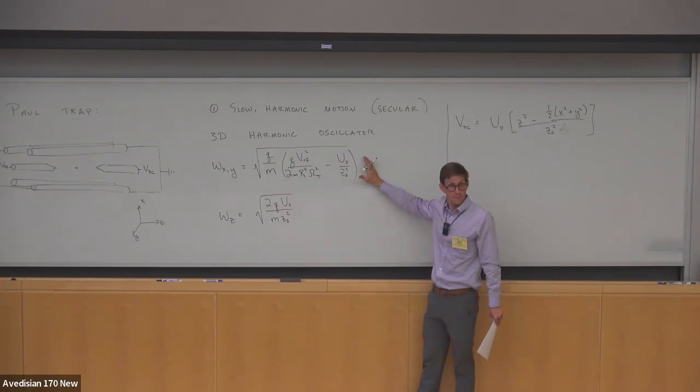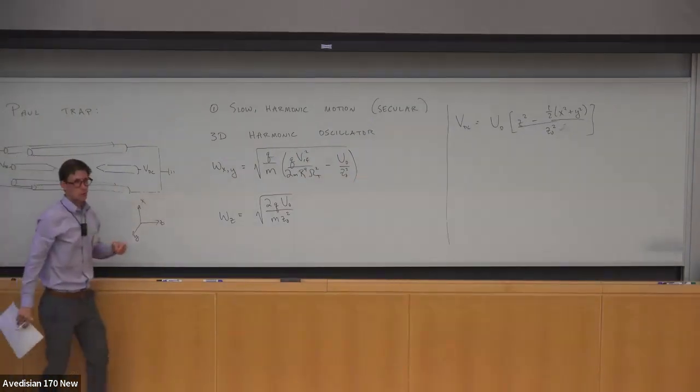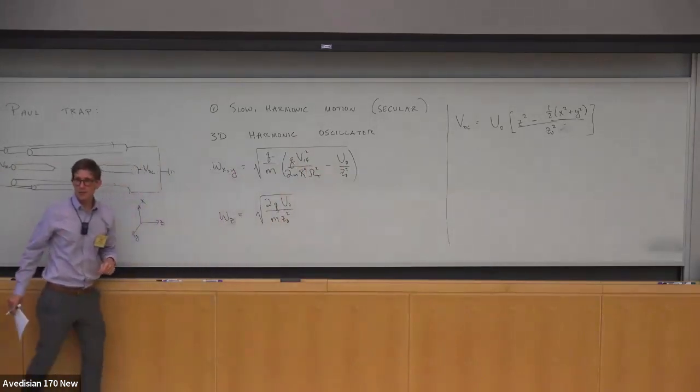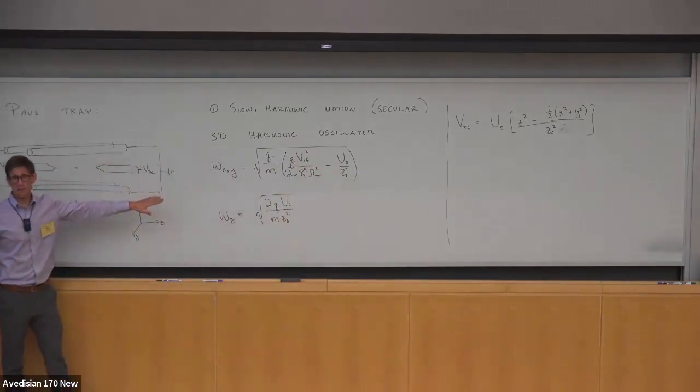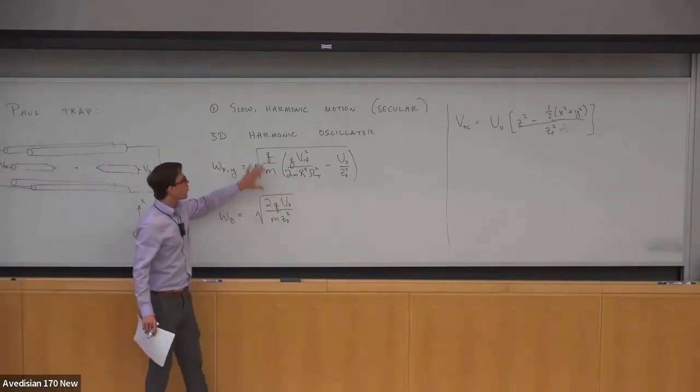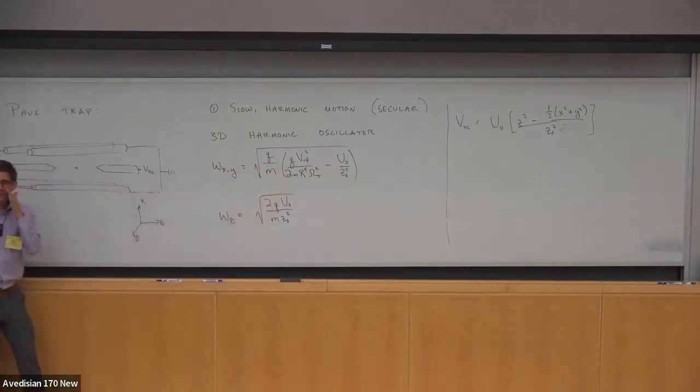Okay, so this is the RF voltage. This is the scale of the DC voltage that we're pushing on with these needles here in the z direction. And if this voltage in the z direction gets too large, then this whole thing underneath the square root becomes imaginary. And then all of a sudden, you don't have a trap. You've crossed some stability region. So you have to be aware of the RF and DC voltages that you're putting on to make sure that you have good trapping.